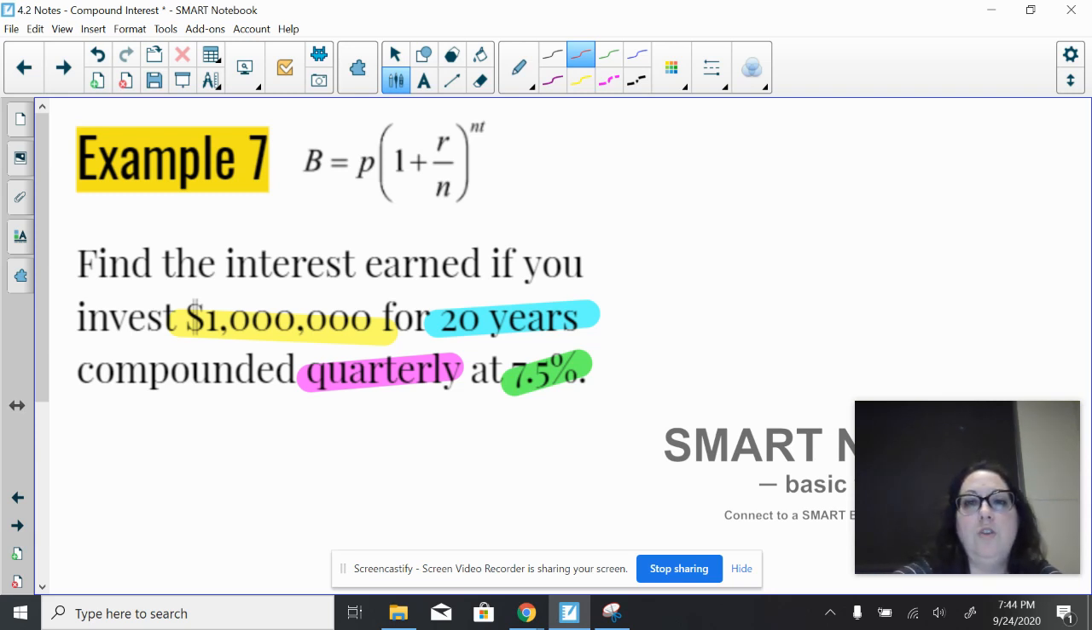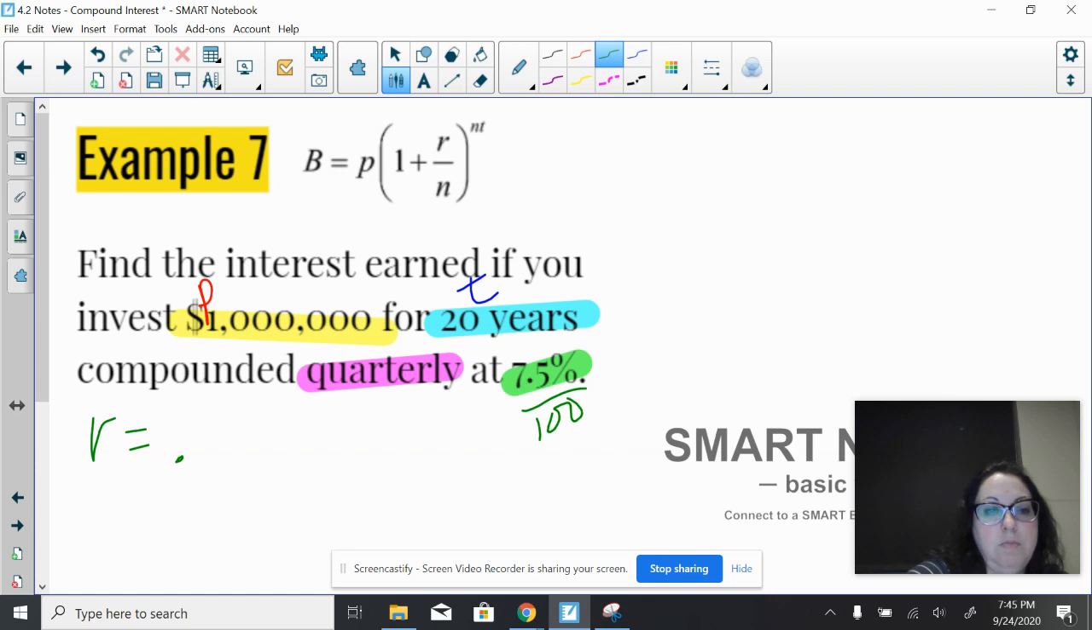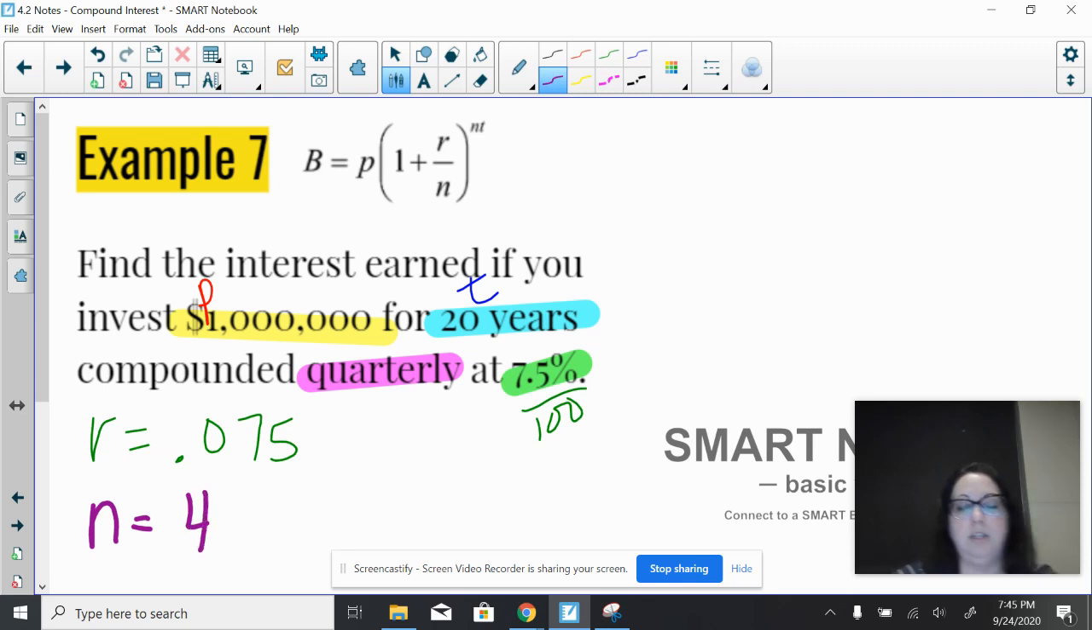And so we are going to go ahead and label that principal value of $1 million, our time value of 20. We are going to convert that 7.5% by dividing it by 100. You can do that in your calculator. I'm getting 0.075 as the decimal I want to use. And for my n value, if something happens quarterly, it means it happens every 3 months, which is 4 times a year. Okay, so those are the values I'm going to use.